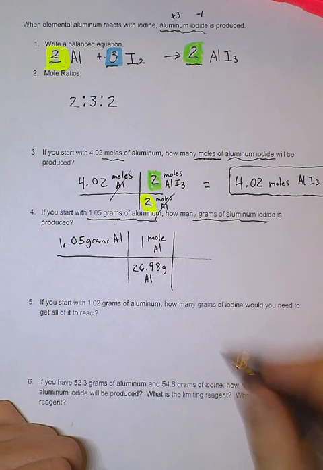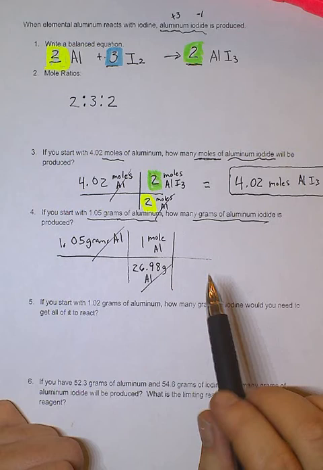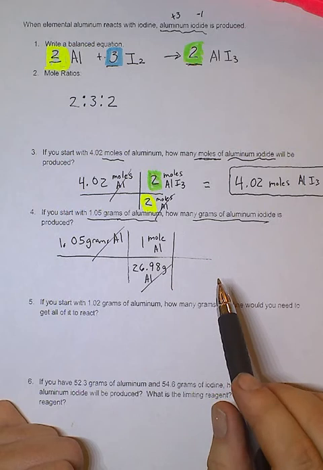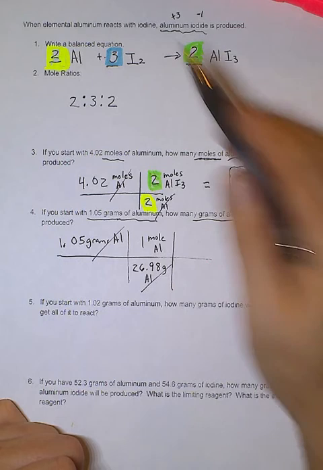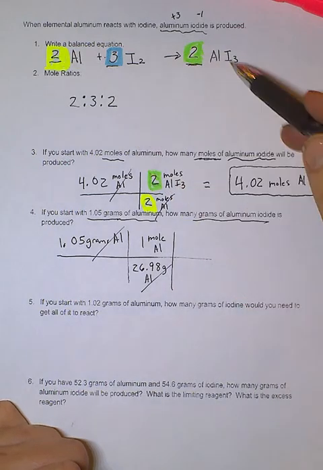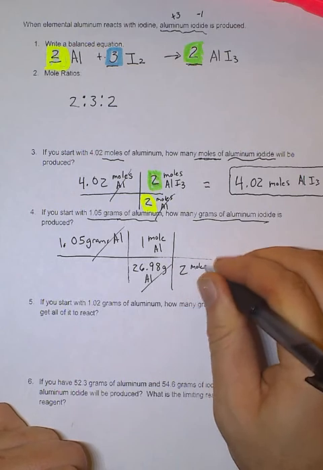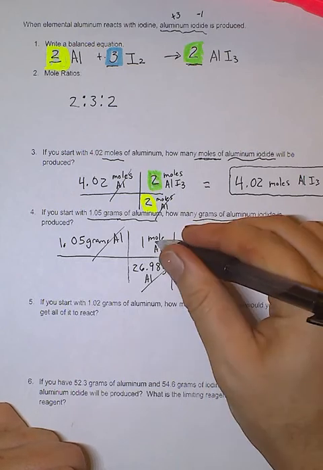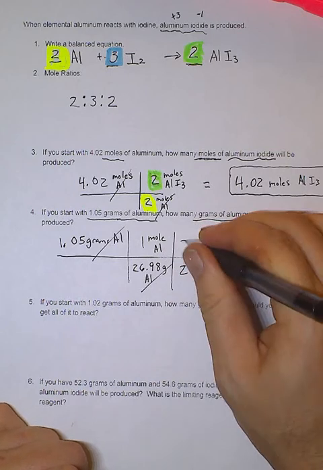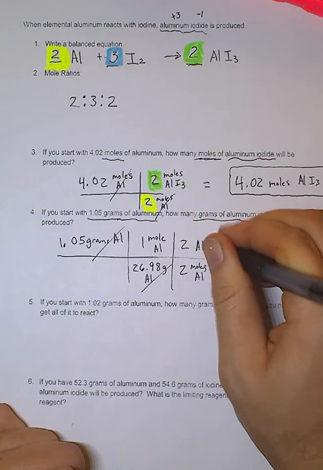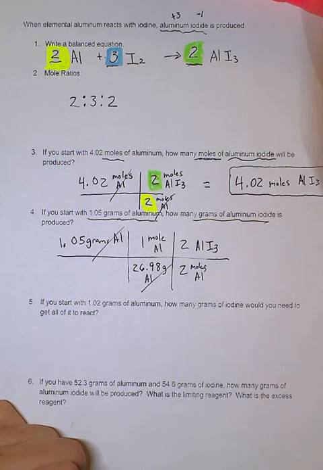We do that, grams and grams cancel out. Next step, we've got to look at our ratios. We want to make aluminum iodide, same as the last problem, okay? So we're going from here over to here, okay? Same thing, 2 moles of aluminum, this is from our equation, 2 moles of aluminum will make us 2 moles of aluminum iodide. Okay, same thing, we're going to color code those.